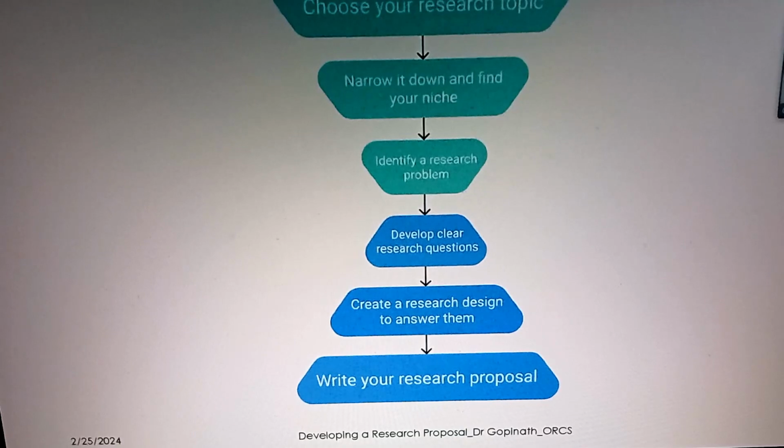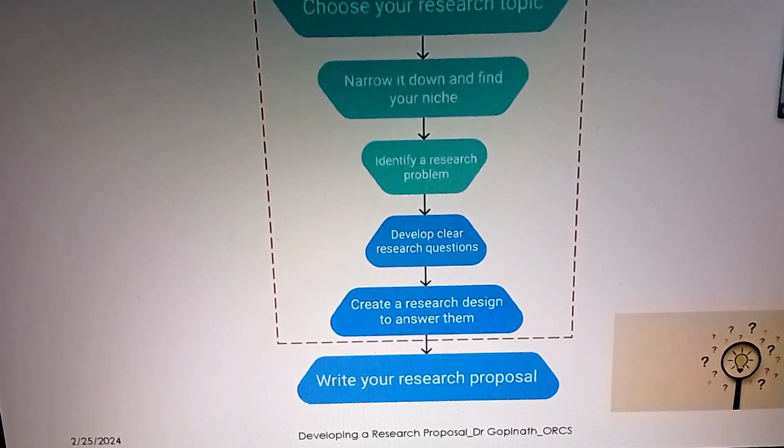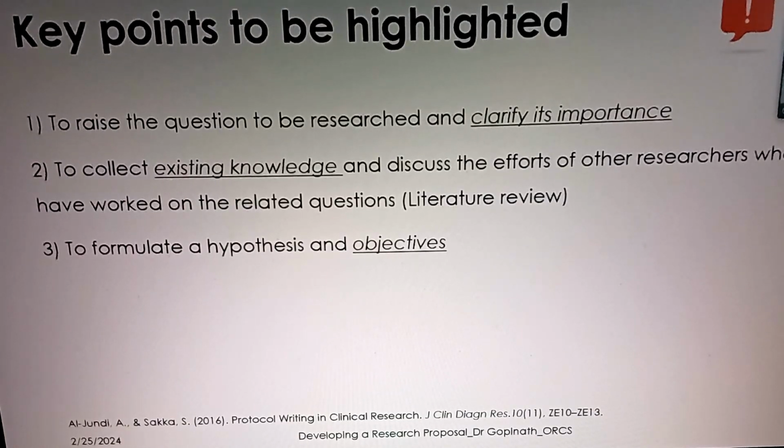Before I begin, this is the structure where you start with your research. I'm not going to get involved in the first 4 or 5 steps, because that's a different topic as well. So: choosing your research topic, narrowing down to find a proper research question, and developing the research question into a hypothesis and trying to answer it with different methodology. That's when you start writing the research proposal. Today's talk is mostly towards the last point, on how to write a proposal. The key points to be highlighted in a proposal are: you have to raise the question to be researched and clarify its importance.